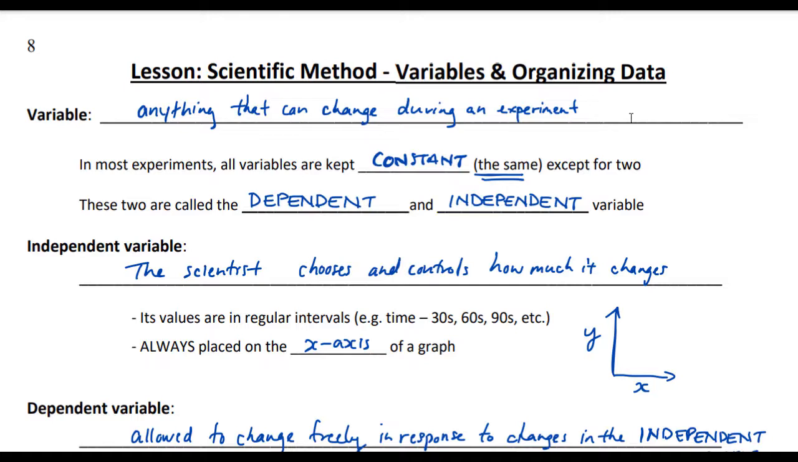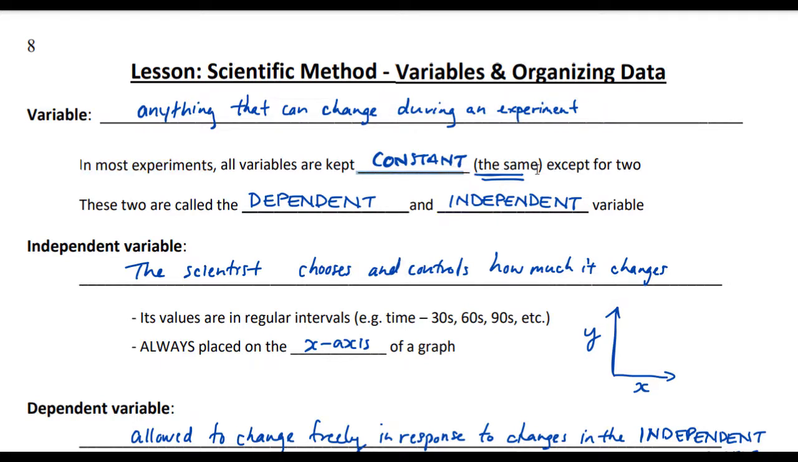Let's say in one experiment you had your water sitting at room temperature, but in the next part of the experiment, you had your water boiling. Well, temperature then is your variable that you changed for your experiment, okay? So anything that you choose to change. Most experiments, because of the scientific method, we actually don't want to change the variables a whole lot. We want to keep them what we call constant.